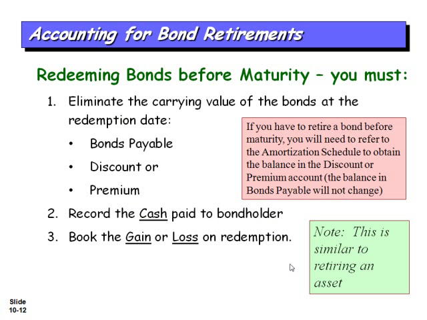Okay. When we get down to redeeming bonds before maturity, just like selling a fixed asset before it's fully depreciated, we have to eliminate all these accounts, the bonds payable and whether it's a discount or premium. Then we record the cash paid to the bondholder and we'll book a gain or loss.